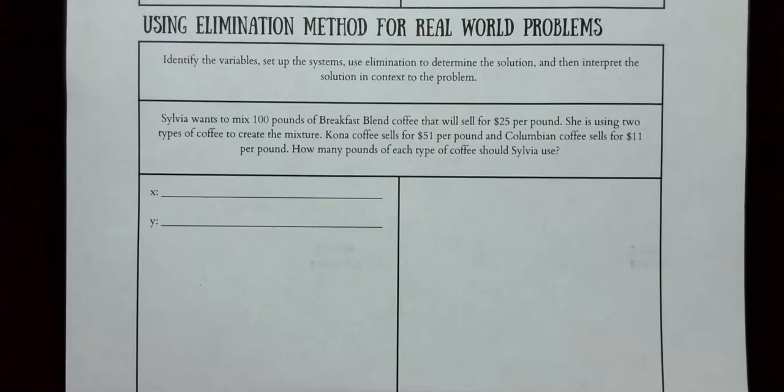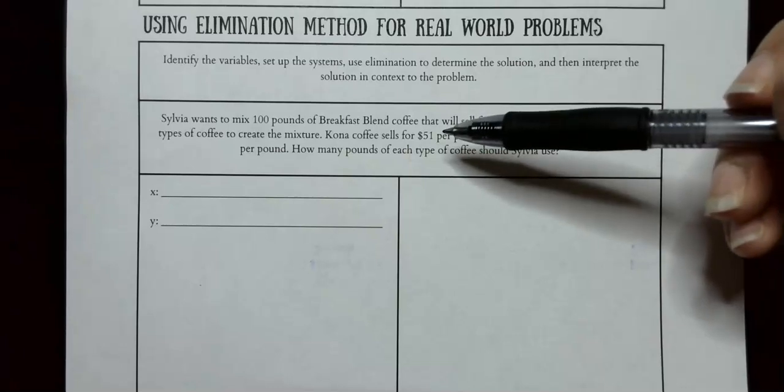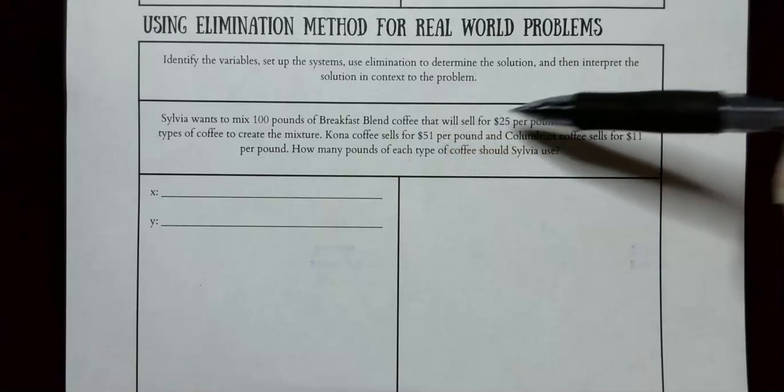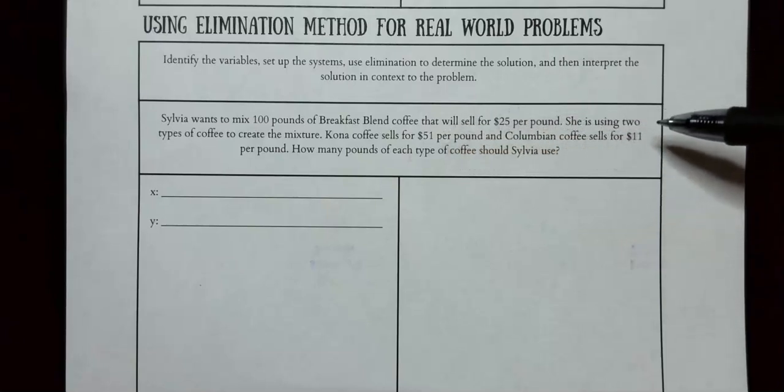So if you look at the screen, you can look at the problem and notice that we're talking about mixing 100 pounds of coffee, and we're going to sell it for $25 per pound. She is using two types of coffee for this mixture. We have one set of coffee that's going to sell for $51 per pound, and then we have Colombian coffee that sells for $11 per pound. How many pounds of each type of coffee should Sylvia use?